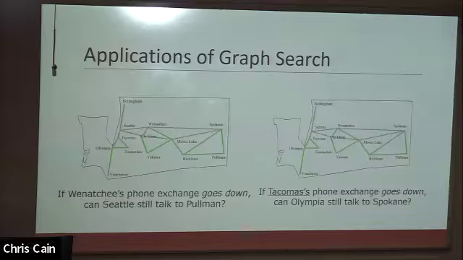If Tacoma's phone exchange goes down, can Olympia talk to Spokane? Nope, there is no way. So these kinds of graphs inform things like redundancy: if any one of these phone exchanges fails, what portion of this graph is cut off from the rest of the graph, or from certain other parts of the graph. So you can use this to do that. And it's very easy to see the effects of leaving one vertex out.